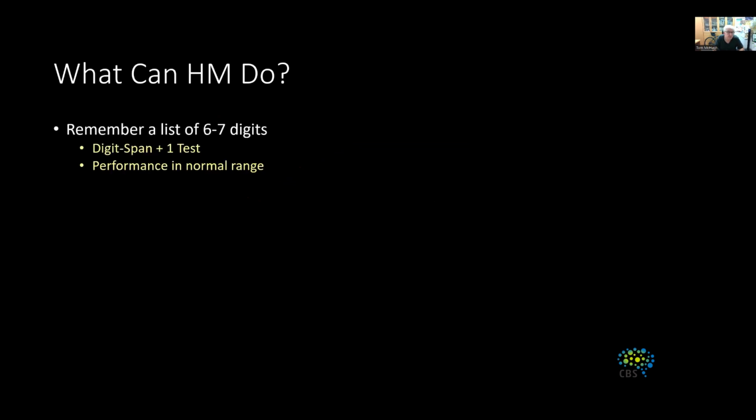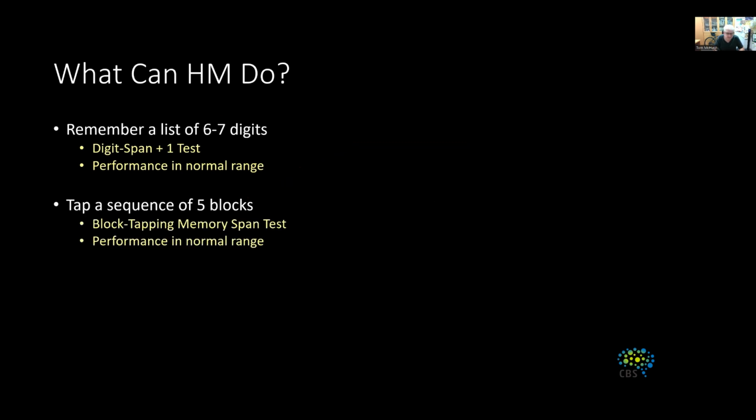You can give very simple tasks to humans, like ask them to remember a list of 6 or 7 random digits. Someone my age, we're very used to this. We used to have to remember phone numbers prior to smartphones. And so you give someone a list of random numbers. After some break, you ask them to repeat them back to you. And HM could do this just like a control or normal individual.